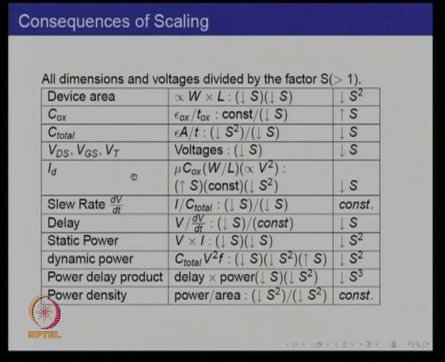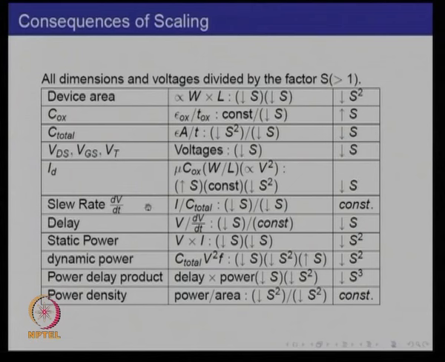So, let us look at the drain current. Drain current is given by this expression, which is mu COX W by L, and a term which is of the order of V squared. Mu is a material constant. We have already seen that COX goes up as S. W by L being a ratio remains constant with scaling. And because the voltages are scaled down by S, this term will scale down by S squared. Therefore, overall, the current will also go down by S. So, the voltage is scaled down by S and so does the current.